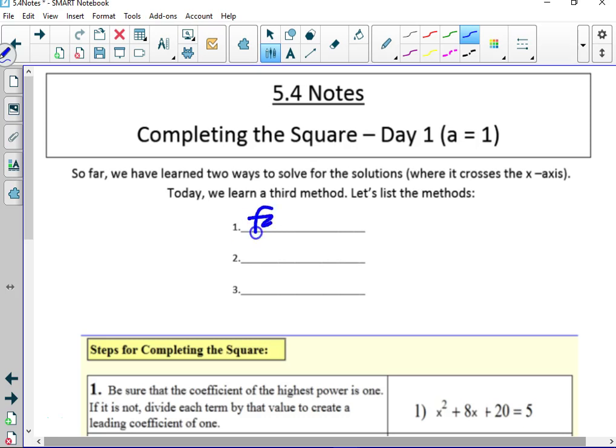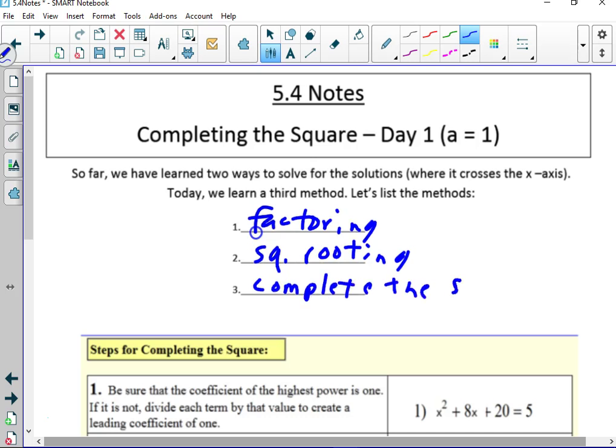So we have factoring, square rooting, and now we're going to learn how to complete the square. Completing the square looks a lot harder than it is, but you've got to just get the system down and practice it.